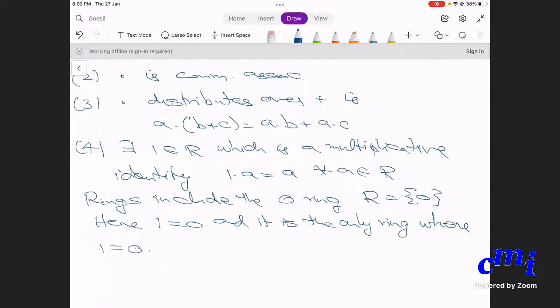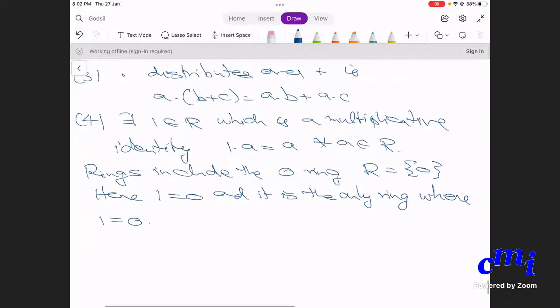In all other rings, 1 and 0 will be two different elements. The reason I'm mentioning this is because this is the convention that is usually followed when we talk about commutative rings with identity. The 0 ring is also considered as an example, as a somewhat special example, but it is included. Anyway, you can ignore this comment if you don't want.